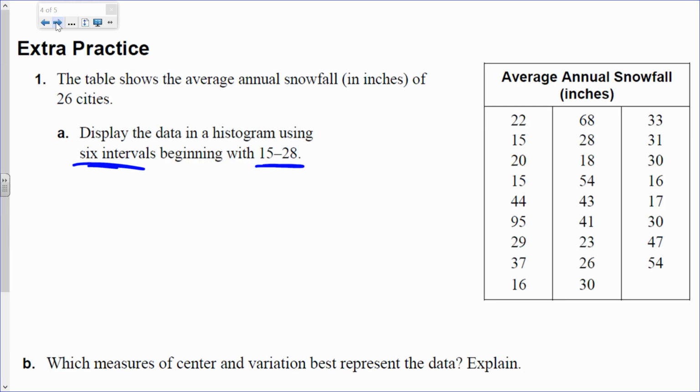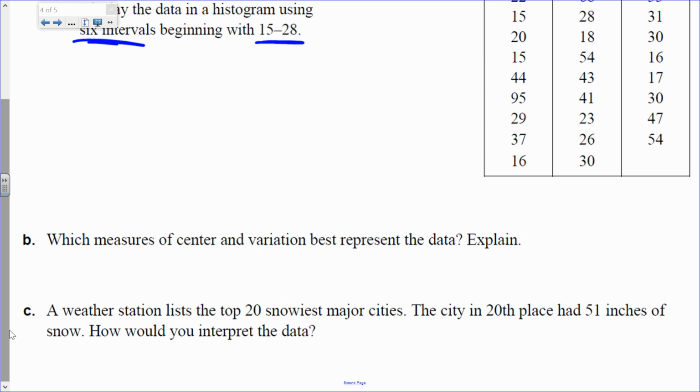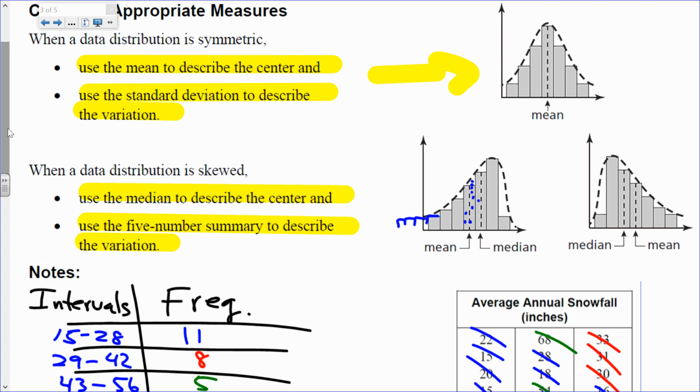Let's see what B says. Which measures of center and variation? Remember, variation means spread. Which one do we choose to measure this? Median and? Read your notes, let's go back up. Read right here, look at it. We highlighted it. If it's skewed to the left or right, use the median to describe the center and the 5-number summary to describe the variation. That's the answer to B. If it was symmetric, you'd use the mean for the center and the standard deviation for the spread.